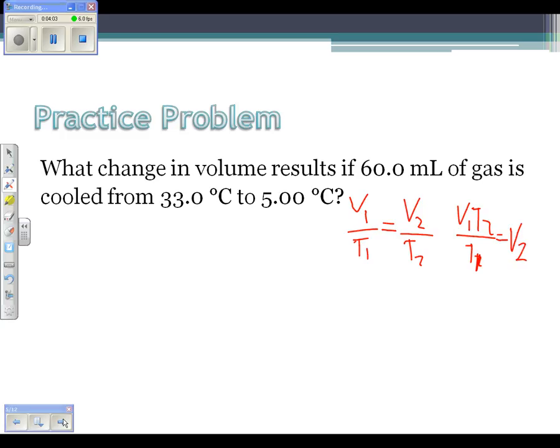So we do that for both of the given temperatures, and we know that T1 equals 306 Kelvin, and T2 equals 278 Kelvin. Then we are told that V1 is 60 milliliters, so we are solving for V2. By using simple algebra, we know that Charles's law says that V2 equals V1 times T2, all divided by T1. When we plug in the numbers, we get 60 milliliters times 306 Kelvin divided by 278 Kelvin, which equals 66 milliliters using sig figs.